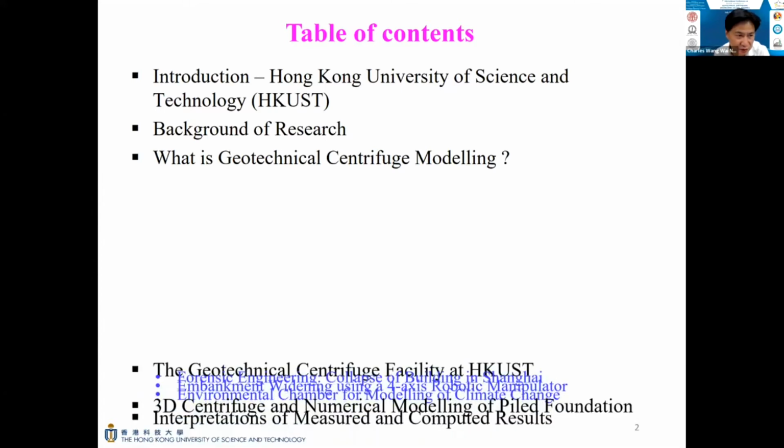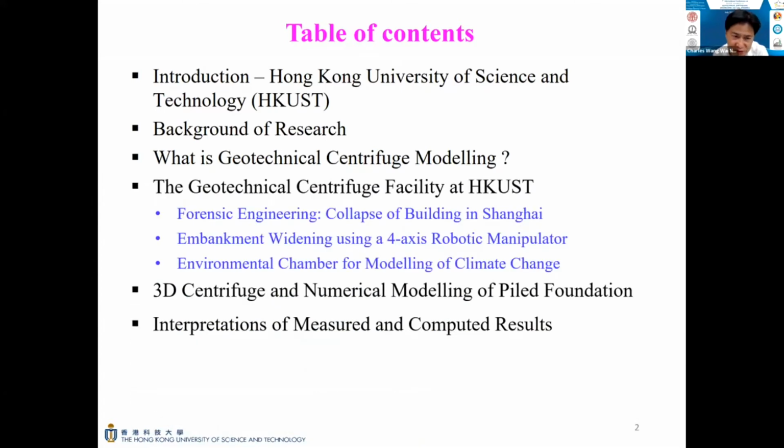And then I'll move on to show you three examples of using the geotechnical centrifuge to solve different types of problems, including forensic engineering to investigate the collapse of a building in Shanghai, embankment widening using a 4S robot, and also a recent development of an environmental chamber for simulating climate change effects.